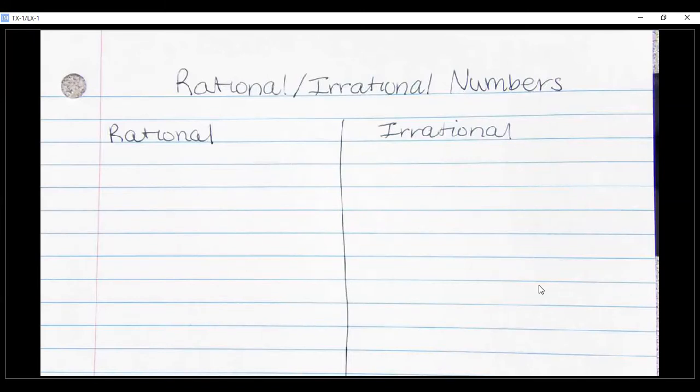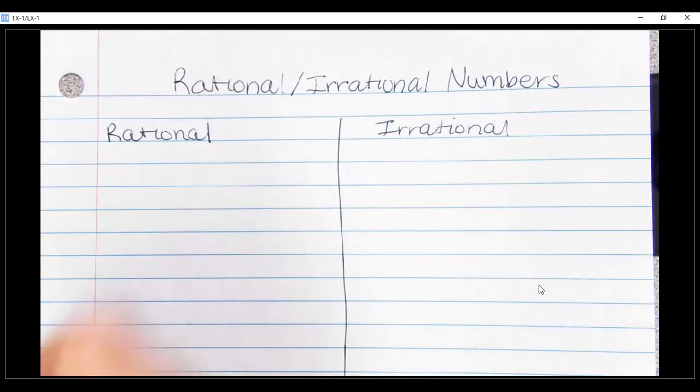Hi, everyone. Today we're going to be talking about identifying rational and irrational numbers. Now, identifying rational and irrational numbers has a lot of vocabulary in it, so let's take a deep breath and then get started. So, rational numbers.